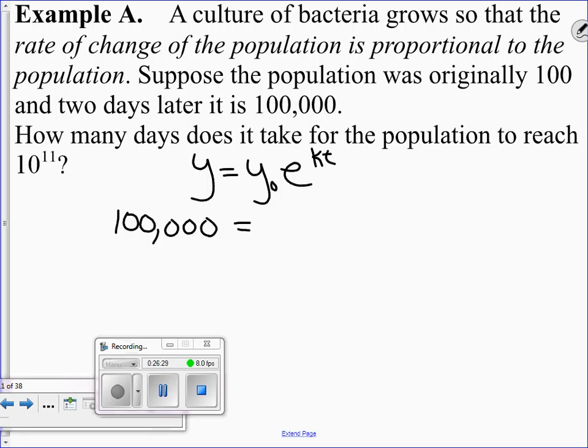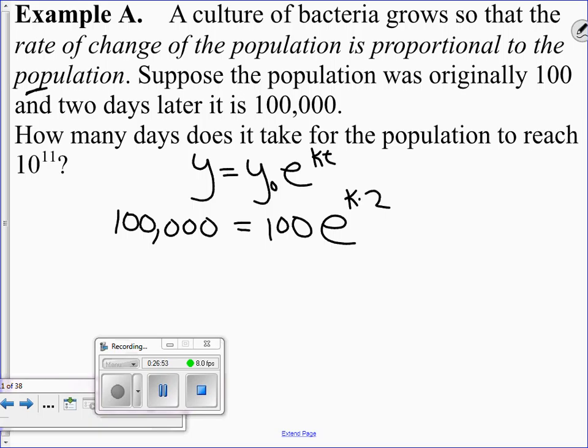Well, we're going to use this formula. We don't have to separate and integrate. We're allowed to use it because of these words up here. y0 was what? 100? e to the k times 2, or 2k. How do you solve for k? Divide by 100?